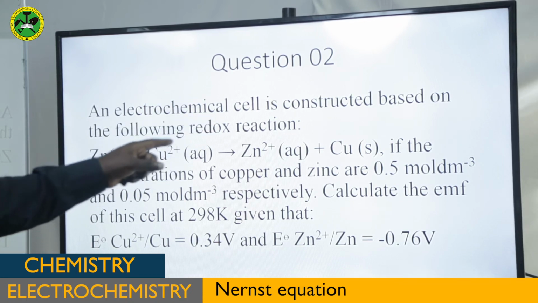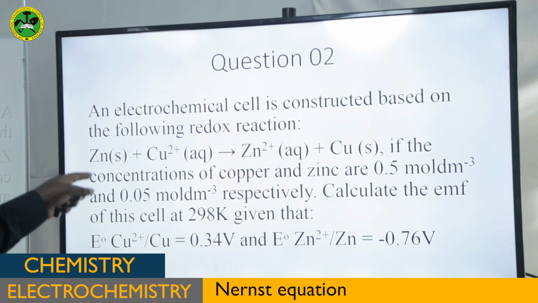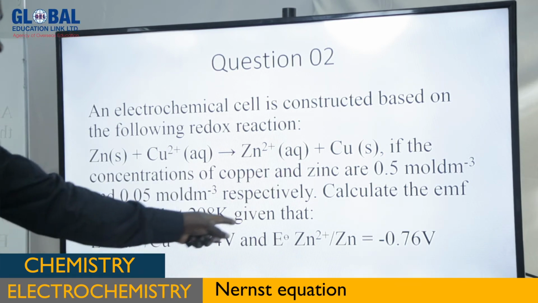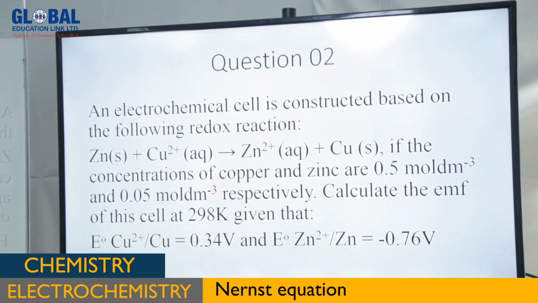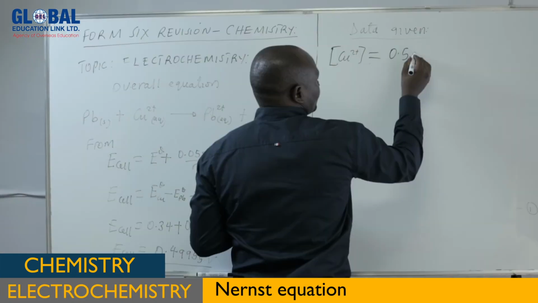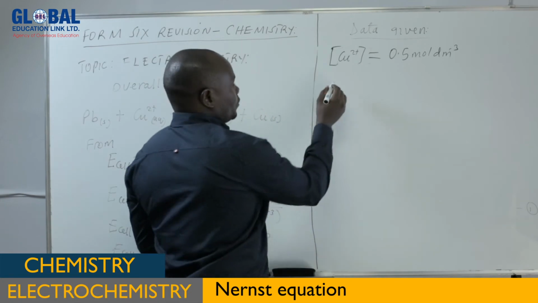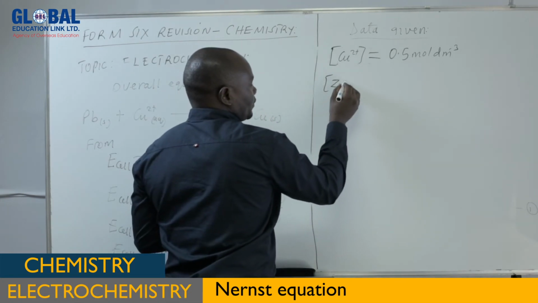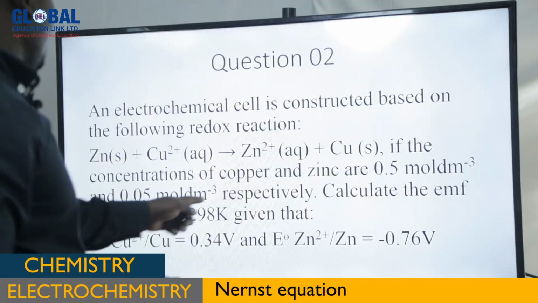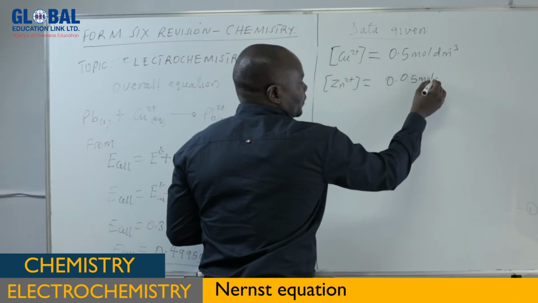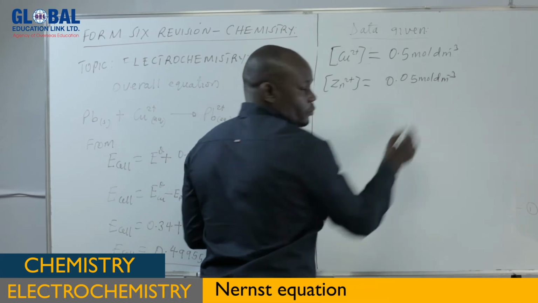So the data given: we have the concentration of copper, which is 0.5 moles per decimeter cubic. And also we have the concentration of zinc, which is 0.05 moles per decimeter cubic.